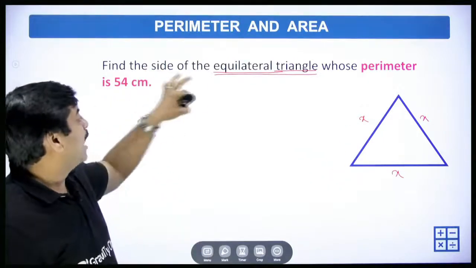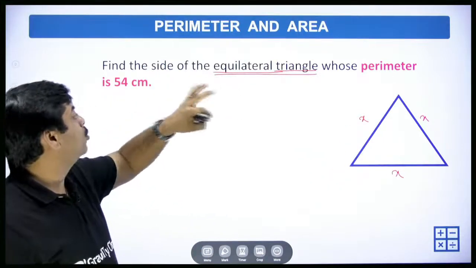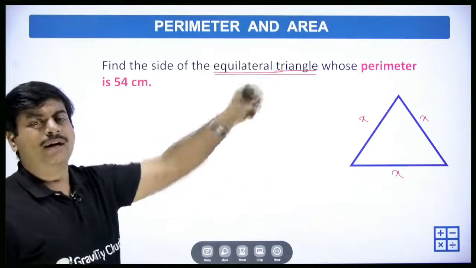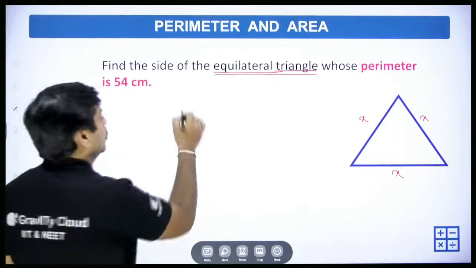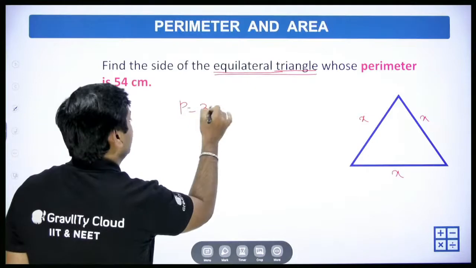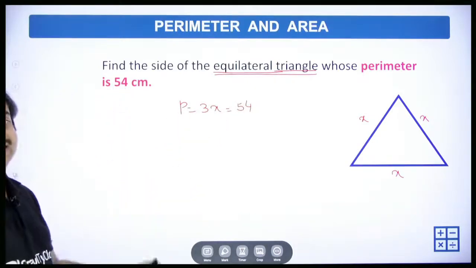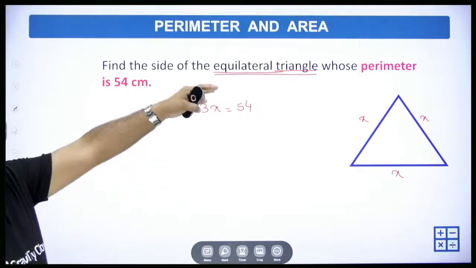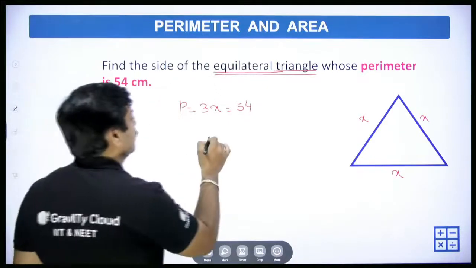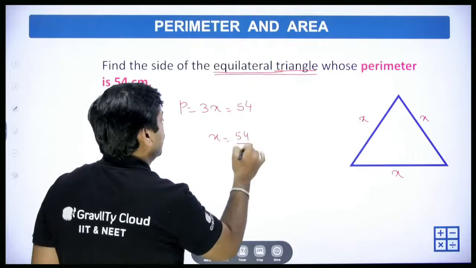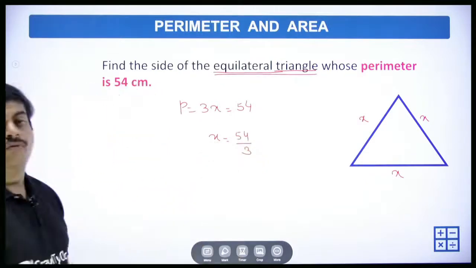Find the side of the equilateral triangle whose perimeter is 54 centimeters. You know that the perimeter of the triangle is 3 times a. So perimeter, which is 3 times x, is equal to 54. From this information we need to find x. So x is equal to 54 by 3.